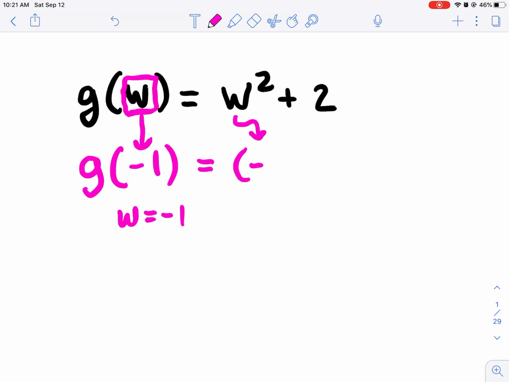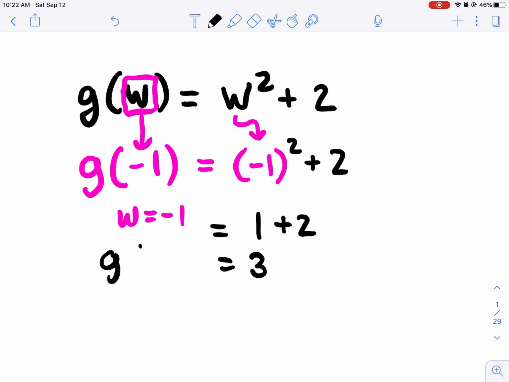So if I replace w with -1, making sure to put it in parentheses when I plug it in, just like normal, then I'm going to end up with -1 squared is +1, plus 2 gets me 3. So g of -1 is equal to 3.